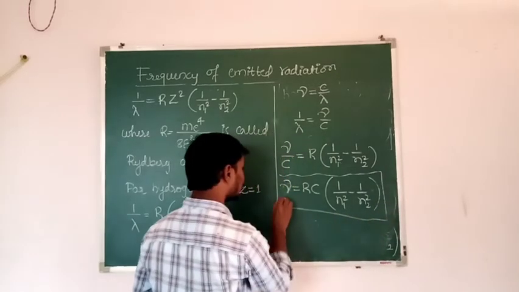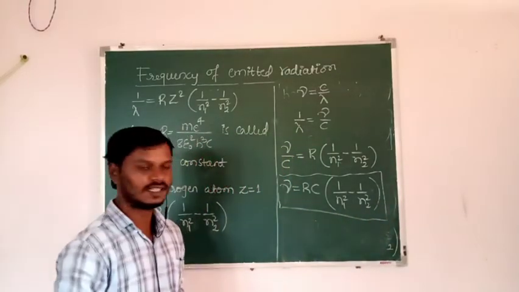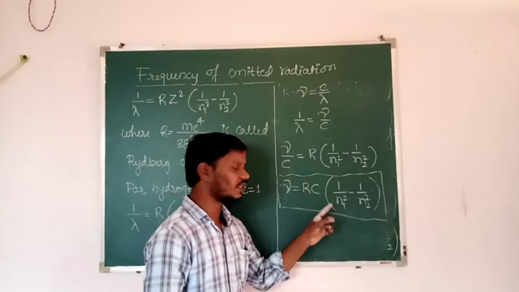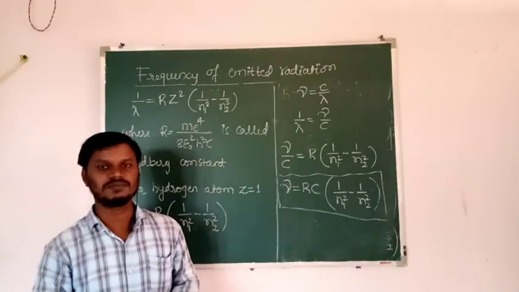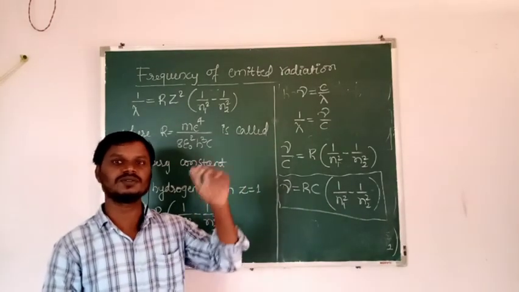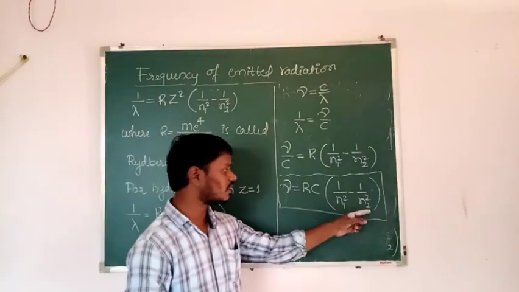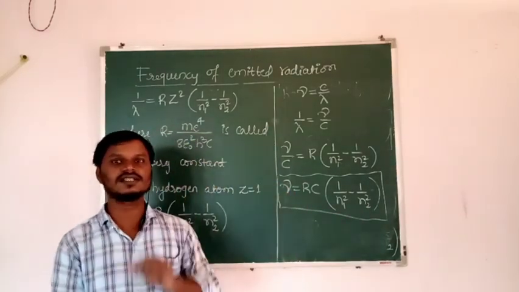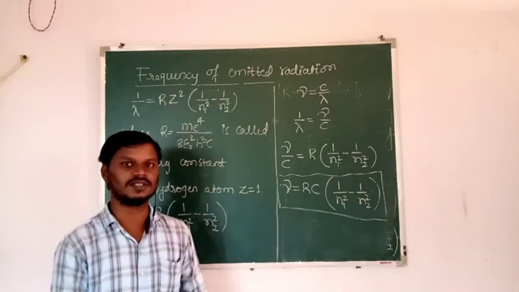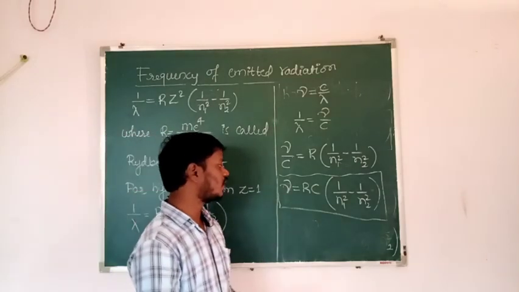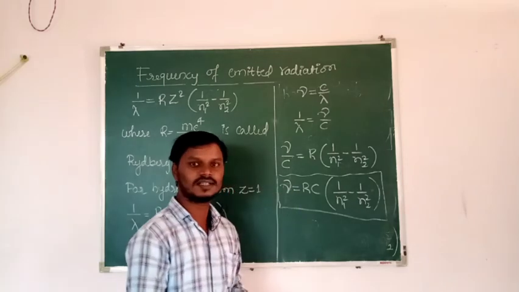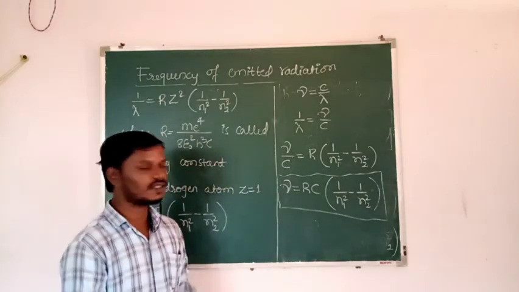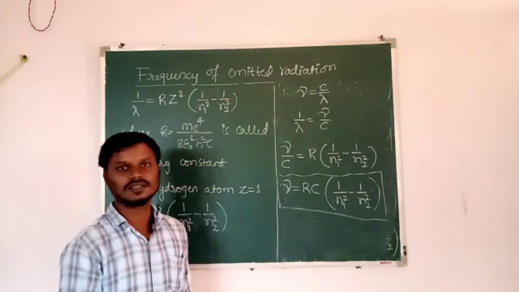Suppose the transition takes place from 2 to 1, then n2 can be taken as 2, n1 can be taken as 1. If the transition takes place from 3 to 1, then n2 can be taken as 3 and n1 can be taken as 1, because 3 is the higher orbit and 1 is the lower orbit. So by using this one we are going to find the frequency of emitted radiation. What is R here? R is nothing but the Rydberg constant.